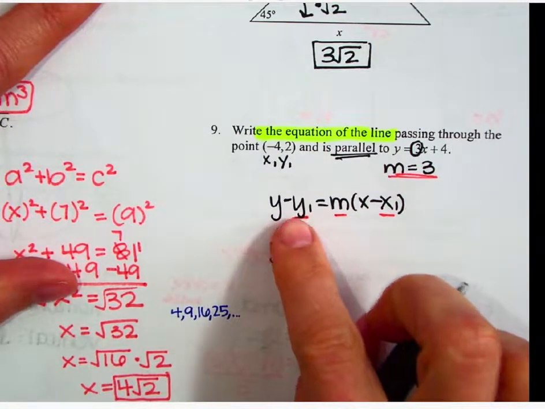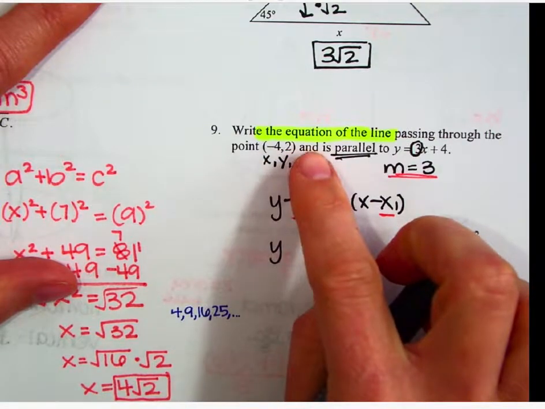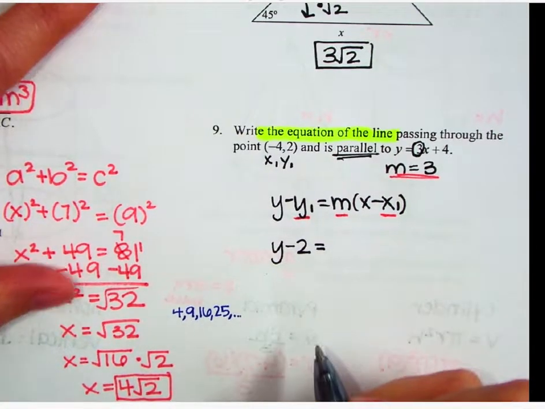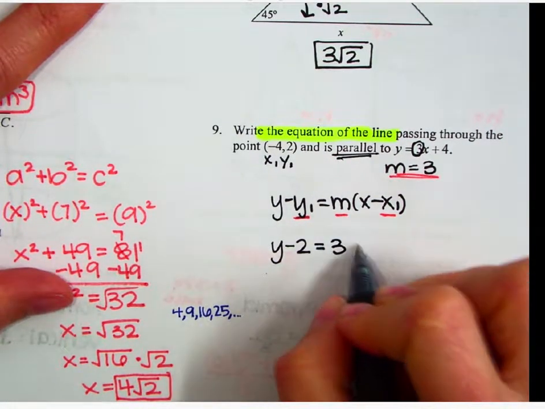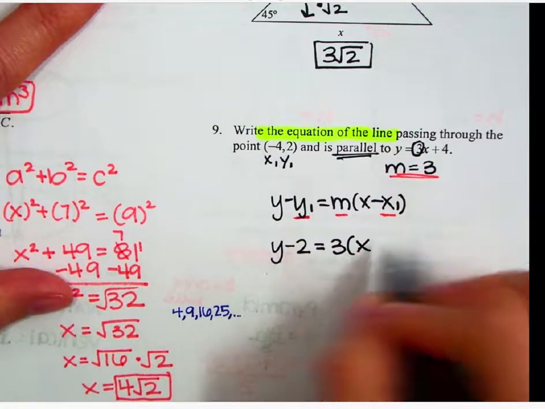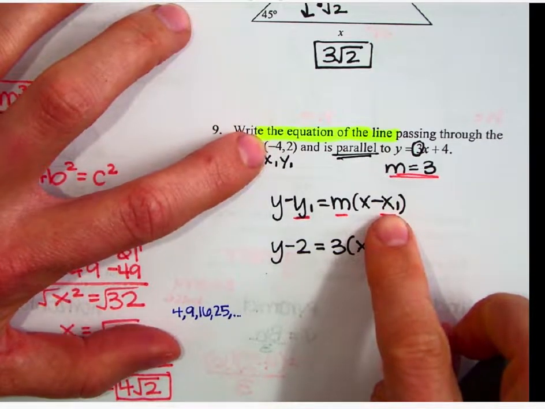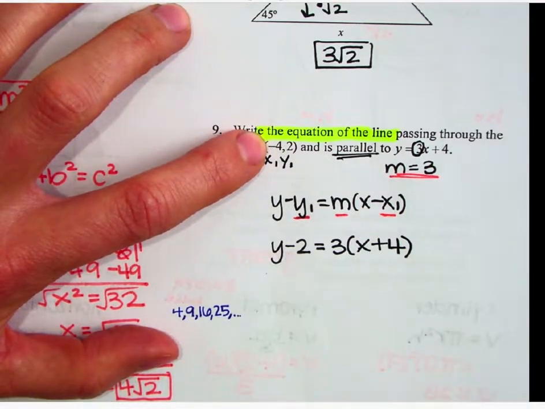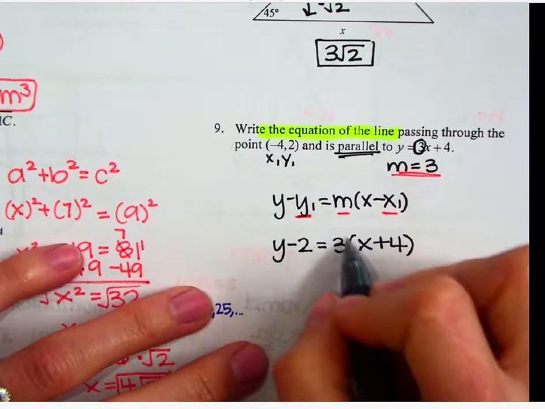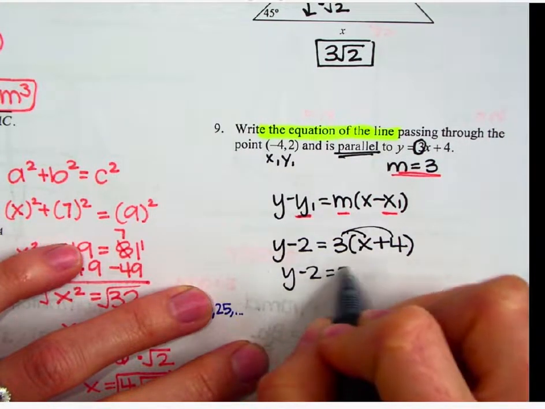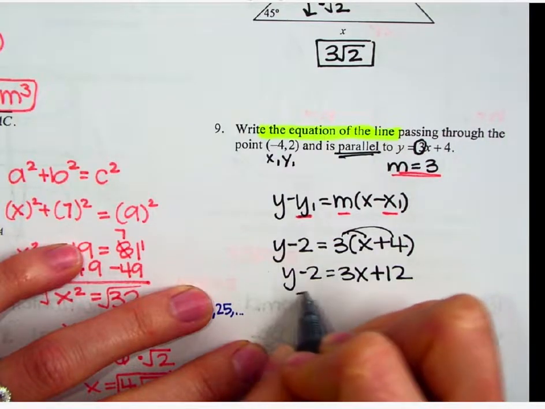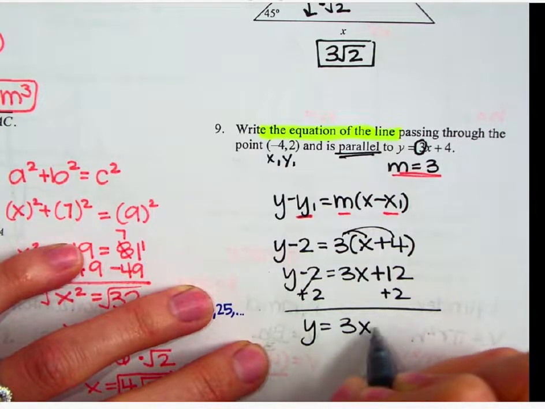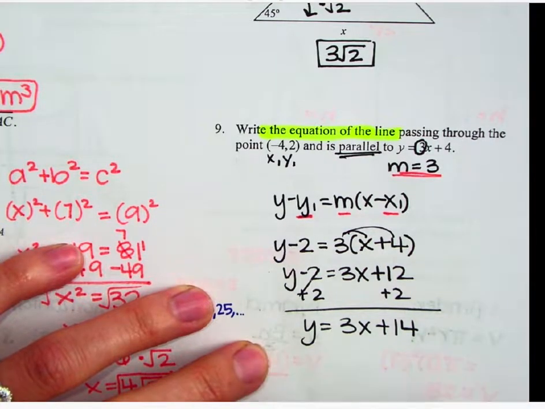Since in the formula it says minus y sub 1, that means opposite y sub 1. So if it's positive 2 in the ordered pair, we write minus 2. I'm plugging in the slope here is 3, and then in parentheses x, and then opposite x sub 1. So minus x sub 1 means here we're going to have plus 4. And then we distribute into parentheses. And lastly, isolate y, adding 2 to both sides. So our answer is y equals 3x plus 14.